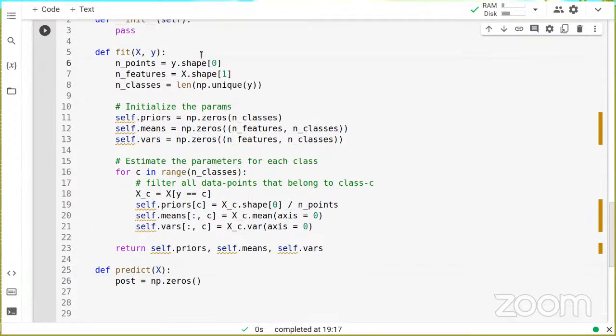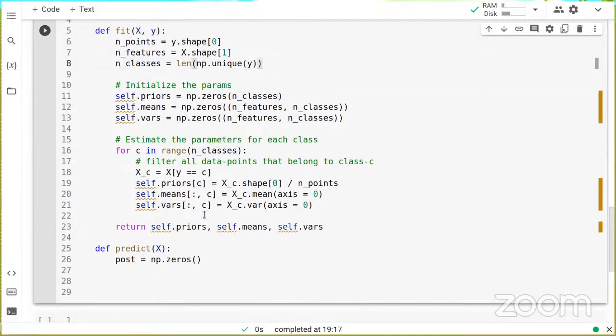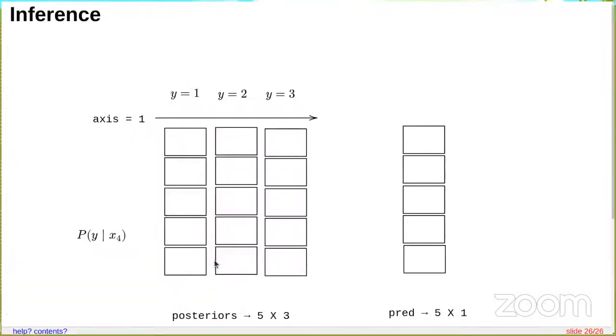Shape of y, isn't it? Shape of the posterior probabilities. Given X, what should be the shape? Same as mean or variance. Okay, let's go back to this.